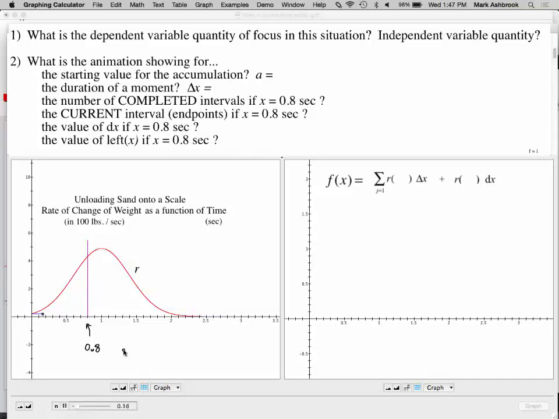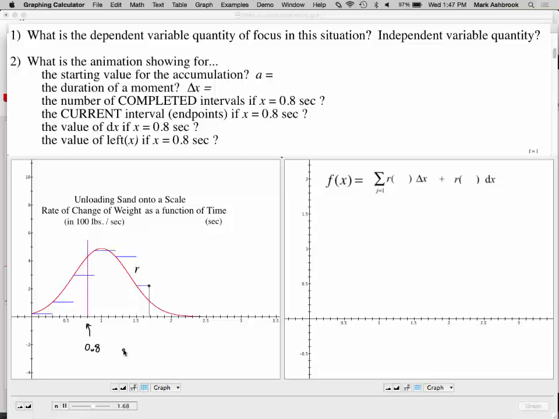Okay, what is our dependent variable? What are we accumulating? That's what I'm saying. So what is the dependent variable accumulating? Pounds. Pounds of sand. Which axis is that going to show up on, which graph? Is it going to be y or x, on the left or the right graph? Y-axis on the right graph.